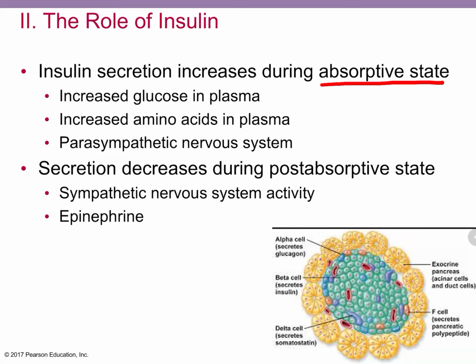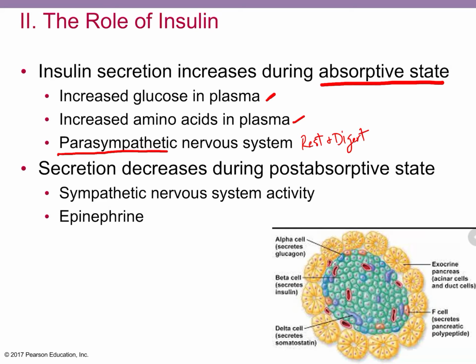So the insulin is going to be secreted when the beta cells of the pancreas detect a rise in blood glucose levels in the blood. Increased amino acid levels in the blood are also going to signal insulin secretion. And then the parasympathetic nervous system. So remember, the parasympathetic nervous system is the rest and digest part of your nervous system.